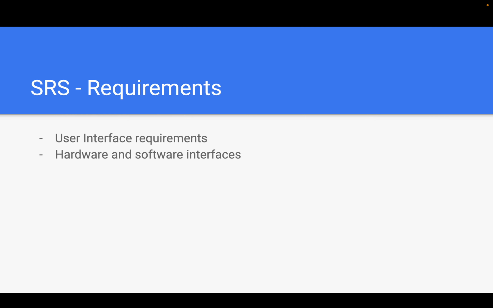Hardware and software interfaces. This section describes the interaction between different hardware components, like the card reader, fingerprint scanner, cash dispenser, and the ATM controller. It also covers software interfaces detailing how the ATM software communicates with the bank's backend system and other external systems.